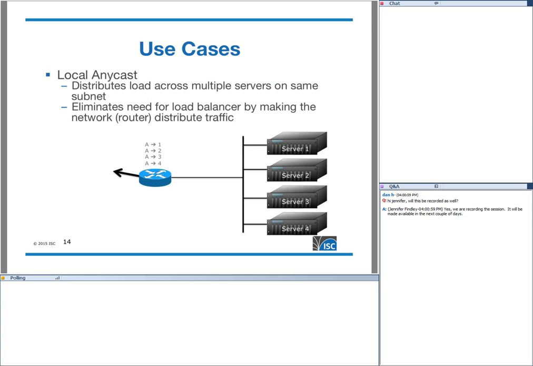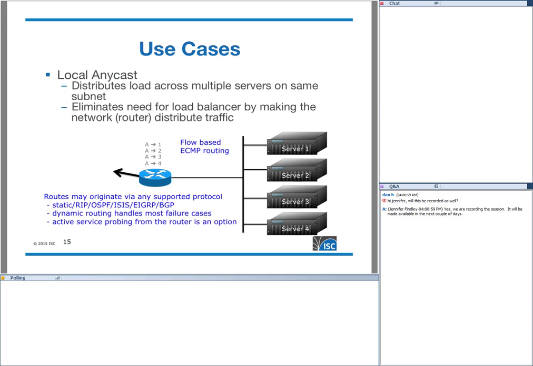So here are some use cases. This is an example of a local Anycast instance where, in this example, we have 4 servers, and they're on a LAN, and there's a router there. And what they're doing is they have their routing process. And essentially, you can peer the servers with the routers with any number of protocols. I've mentioned OSPF, ISIS, BGP, but there are others that are available.